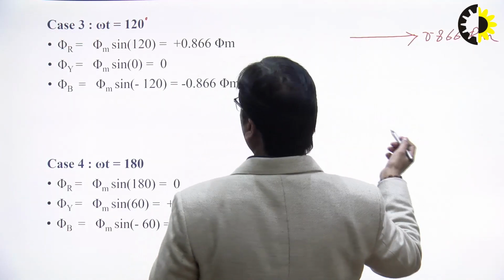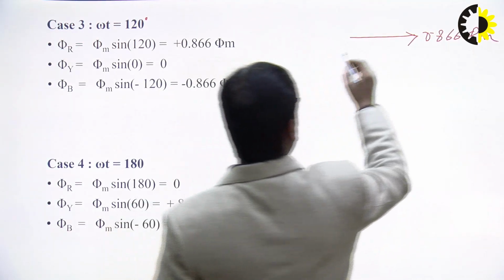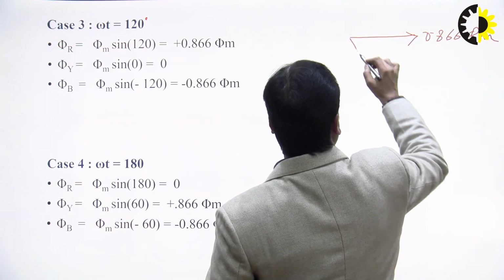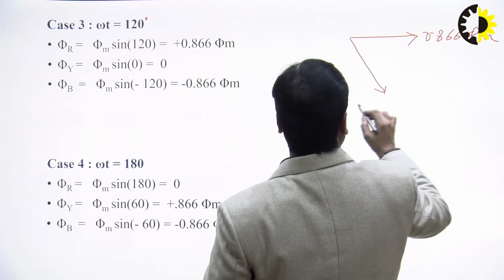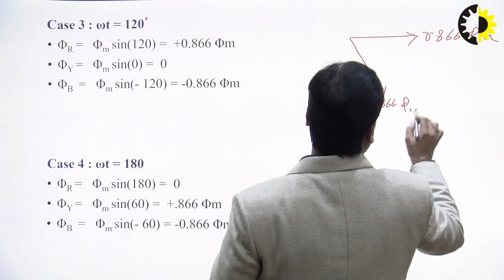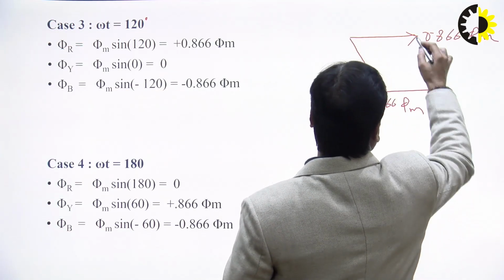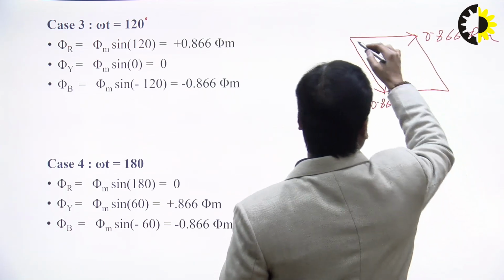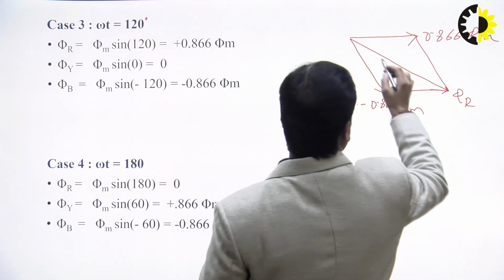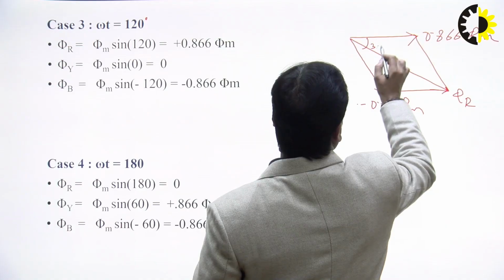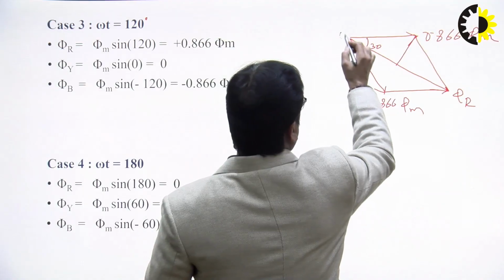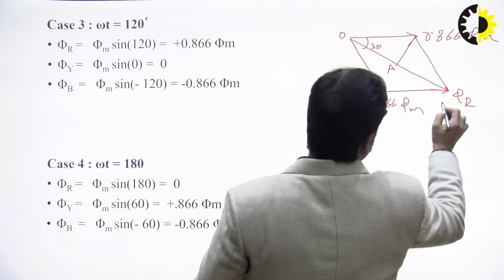phi y is 0 and phi b is negative. So minus of this, so we will take the minus of phi y, that is something here, minus of 0.866 phi m, and the resultant of both will be given by this. This is the resultant phi r, and this angle will be 30 degree. So again you will take the cos 30. So this is O, this is A, this is B, this is C.